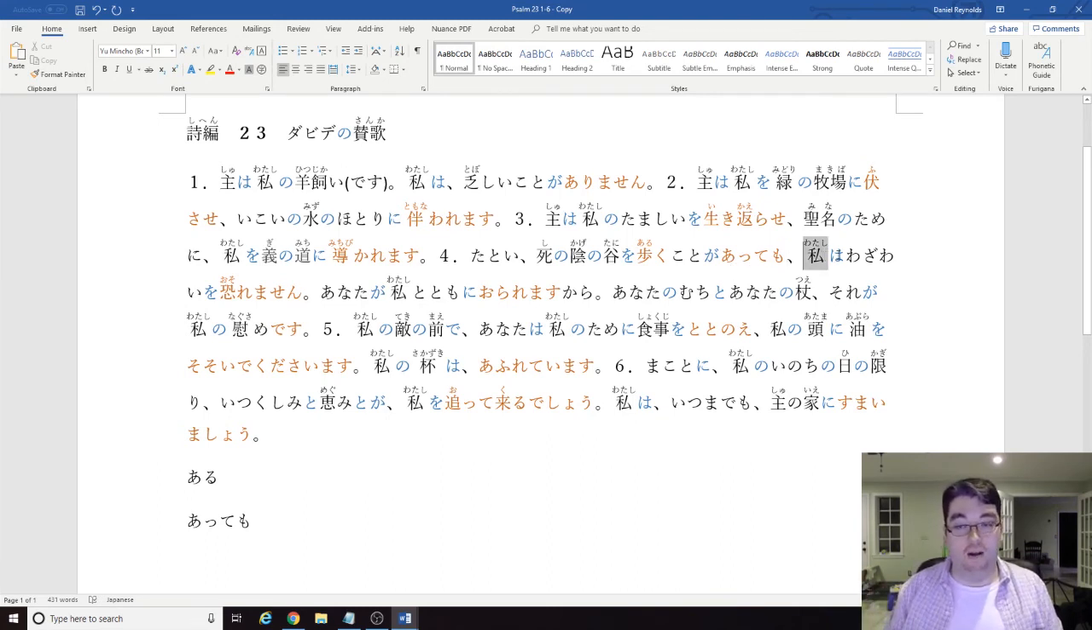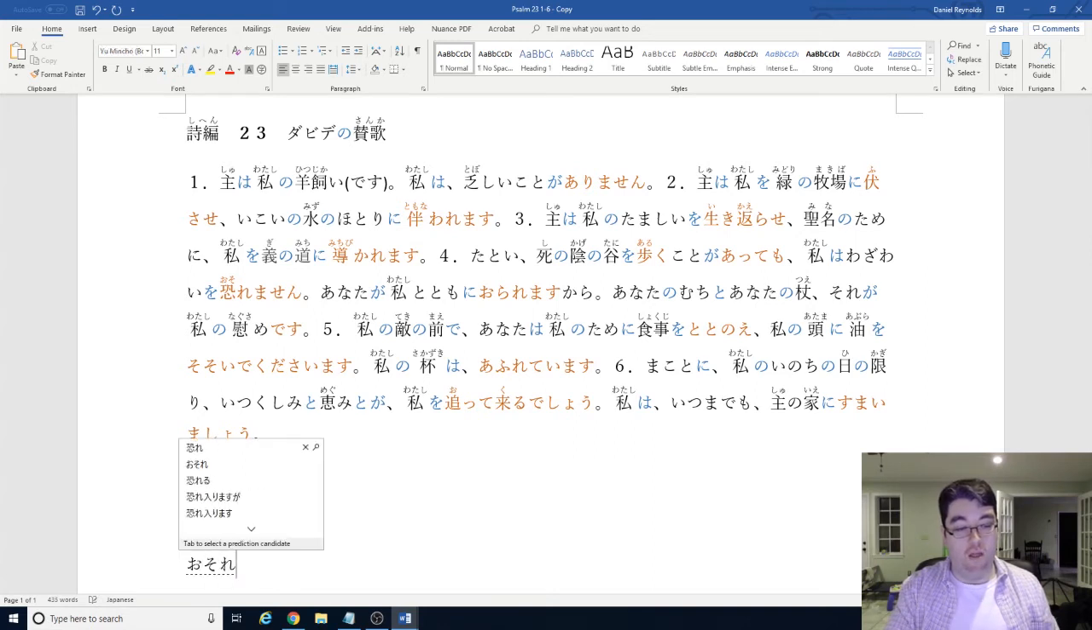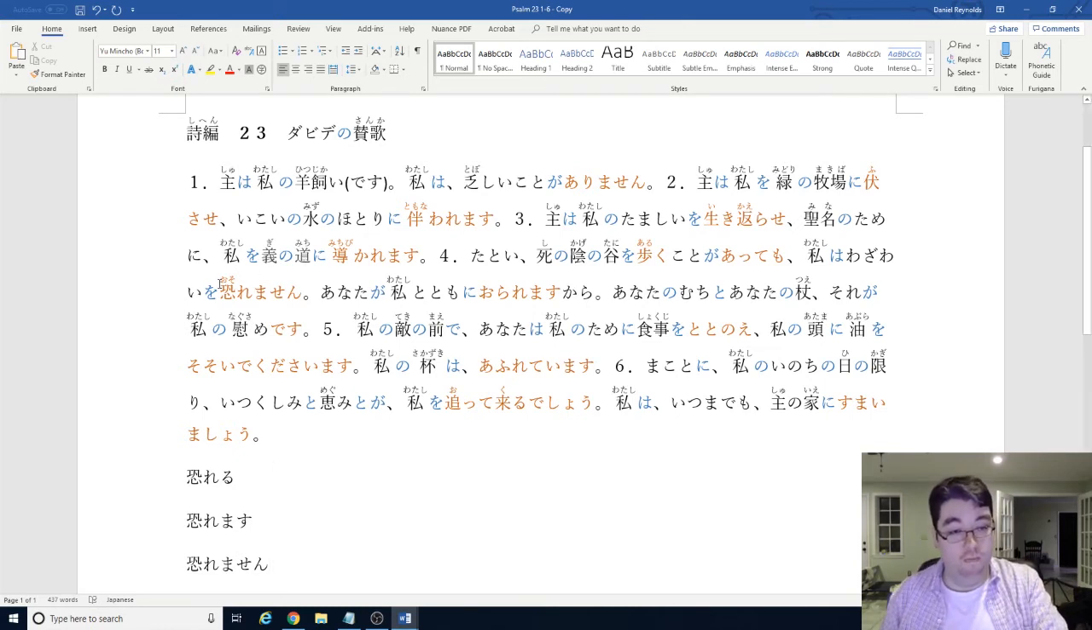Next part is watashi wa, I. Wazawai, which is danger. O, direct object marker. Osoremasen. Osoremasen is osoreru, which is to be fearful. And this is conjugated to osoremas, which is the positive mas form, or osoremasen, which is the negative form of the mas forms. The negative mas form. So, I will not fear dangers. Okay, even if I'm walking the shadow of the valley of death, I will not fear dangers.